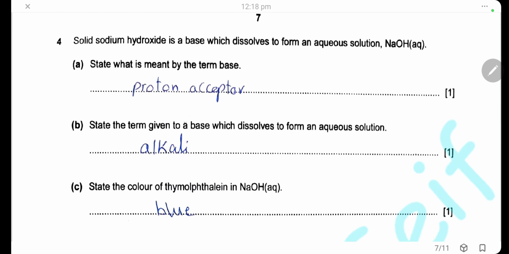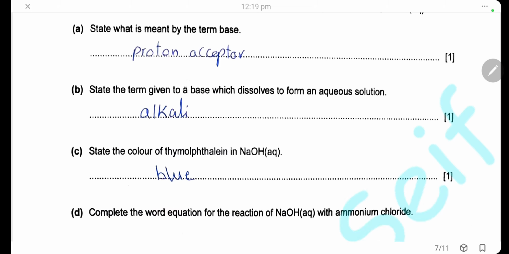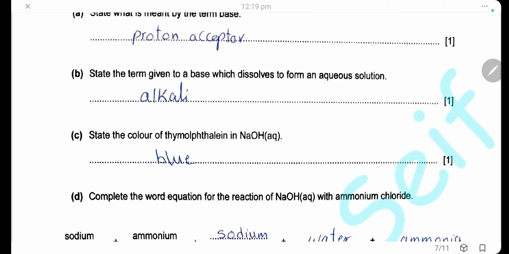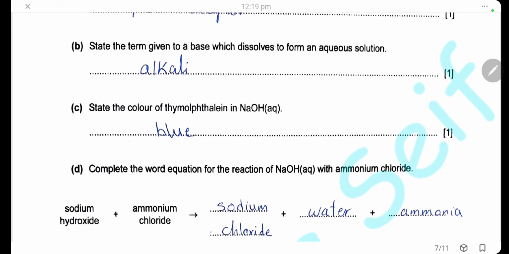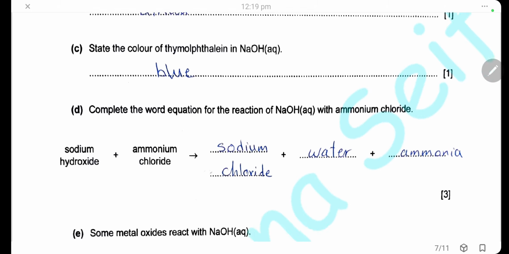Question 4. Solid sodium hydroxide is a base which dissolves to form an aqueous solution of sodium hydroxide. State what is meant by the term base. A base is a proton acceptor. State the term given to a base which is dissolved to form an aqueous solution. Alkali. The base that is dissolved is an alkali, or we can say an alkali is a soluble base. An alkali is an aqueous solution of a base.